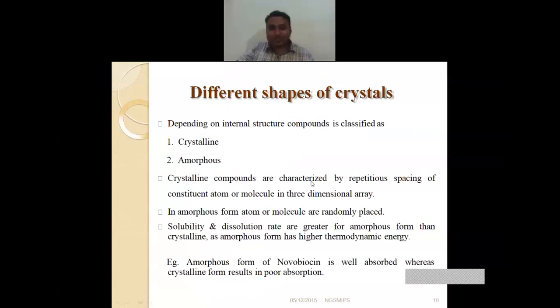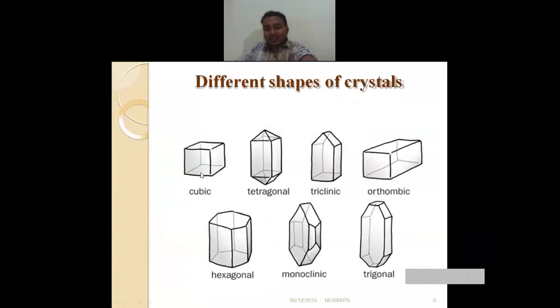ABC means what? See this slide. ABC means hexagonal, monoclinic and trigonal, okay. So here B, that is monoclinic, is the most stable form. Why is it the stable form? In this structure of chloramphenicol, it has the highest stability property. Understood? Now it is understood?